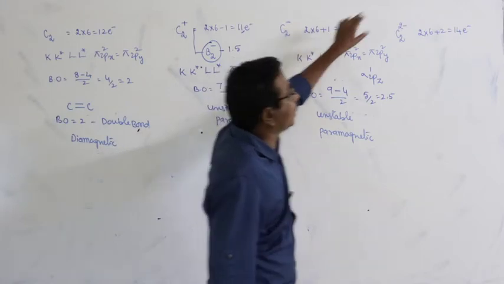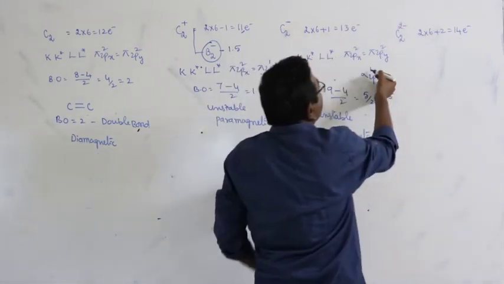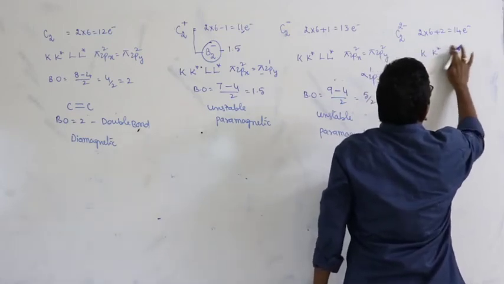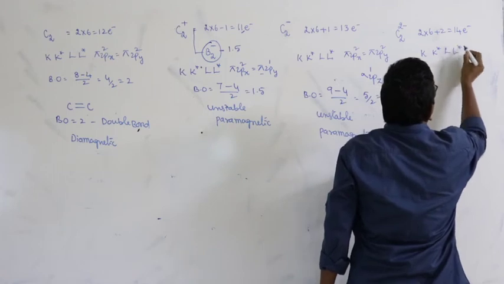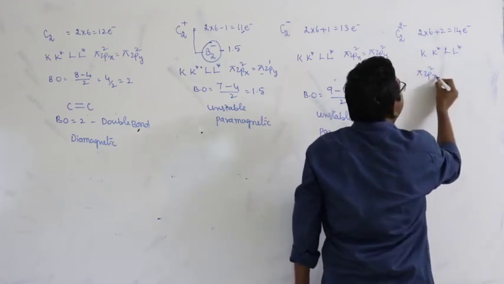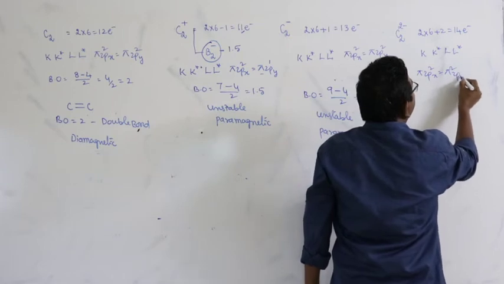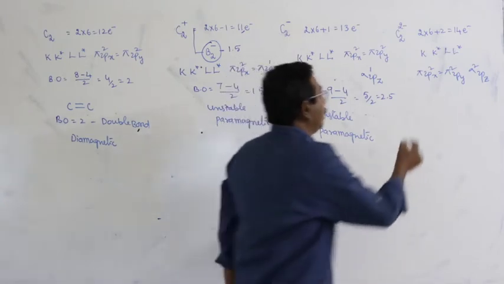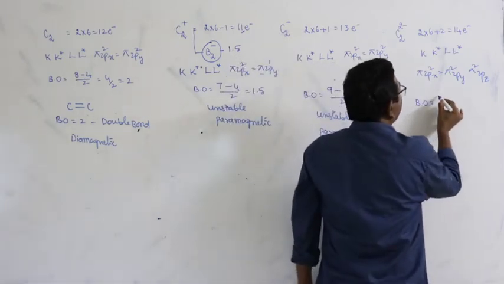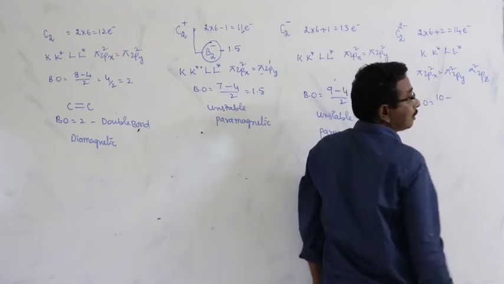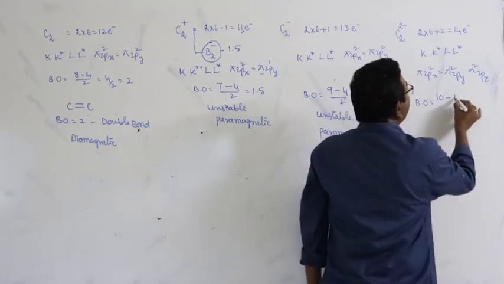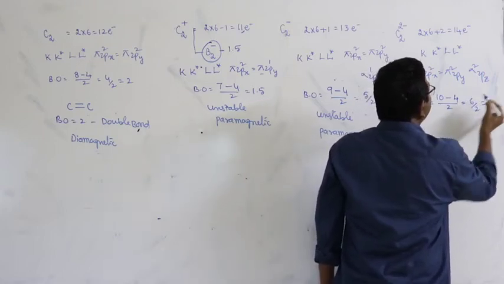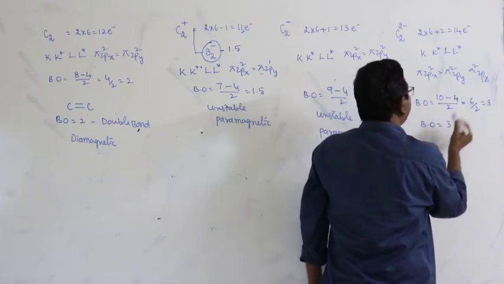This is 13 electron system, but this is 14 electron system, means we are adding one more electron to this. K star, L star, pi 2p square x equal to pi 2p square y sigma 2p square z. Bond order is equal to 10 minus 4 by 2, that is equal to 6 by 2 is equal to 3. Bond order is equal to 3.